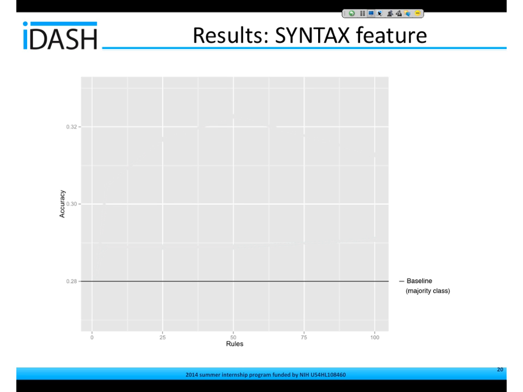And on the x-axis, I have the number of syntactic rules that we use as features in decreasing order of frequency. So 1 means that we're just using the most frequent syntactic rule, 25 means we're using the 25 most frequent syntactic rules, and so on.